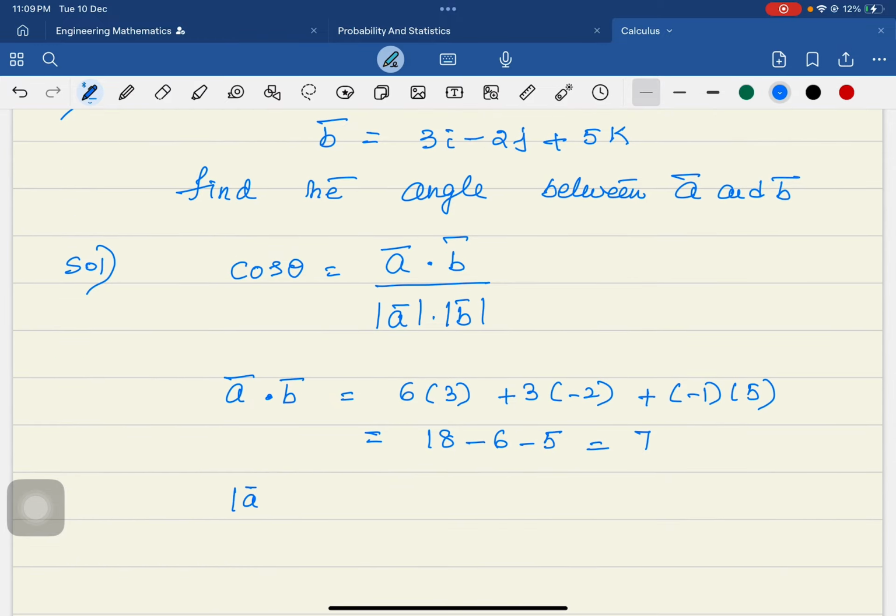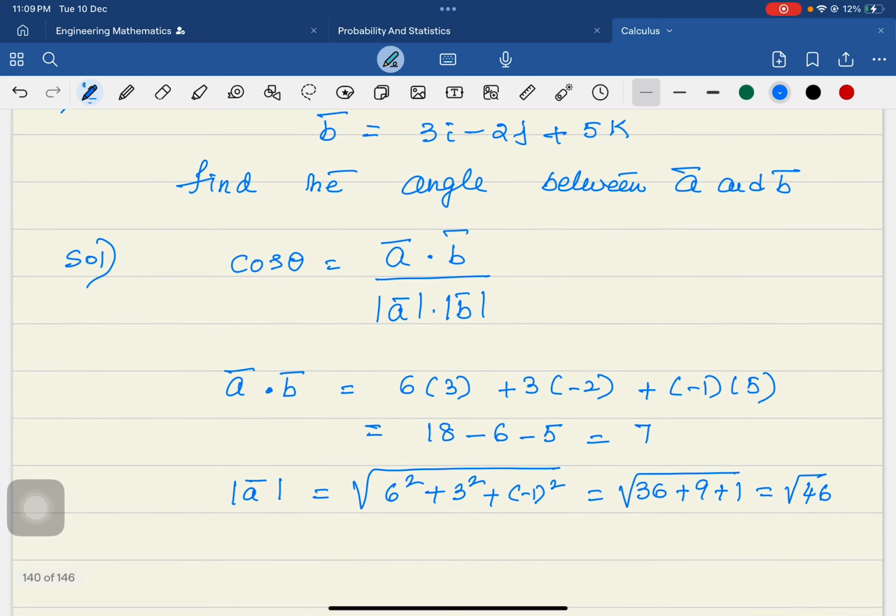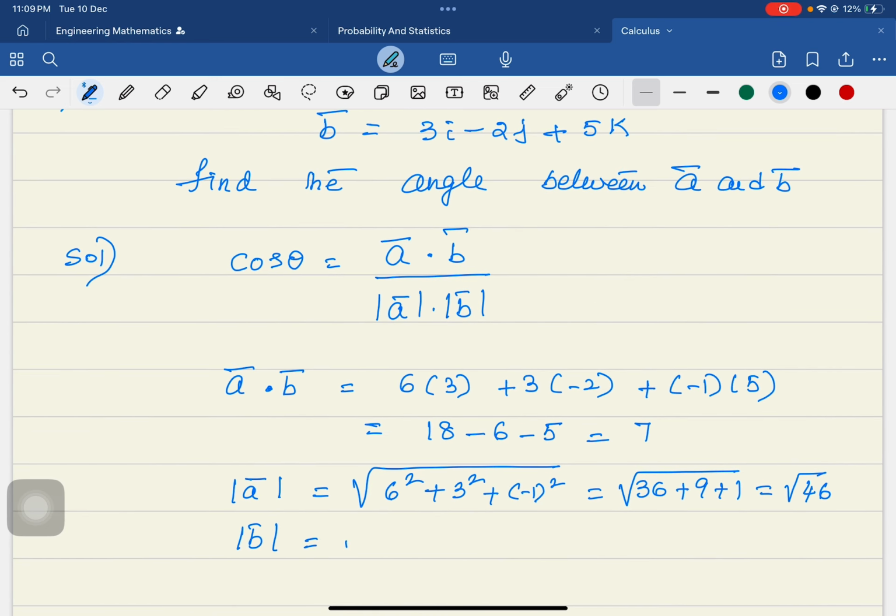Now what is mod A? Let us find out. Mod A is given by the square root of 6 square plus 3 square plus minus 1 the whole square. So that is 36 plus 9 plus 1, so it is 46, square root of 46. Now what is the length of the vector B? It is given by the square root of 3 square plus minus 2 the whole square plus 5 square. So that is 9 plus 4 plus 25, which is the square root of 38.